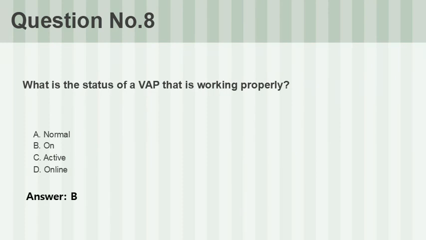Question number 8. What is the status of a VAP that is working properly? A. Normal. B. On. C. Active. D. Online. Answer: B.